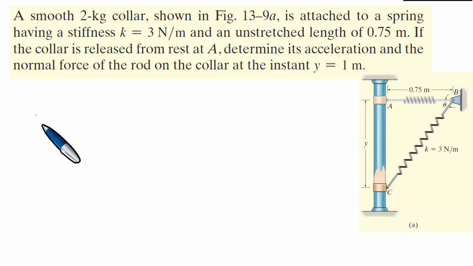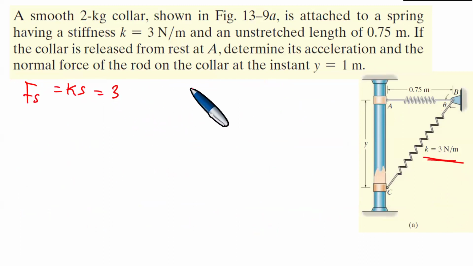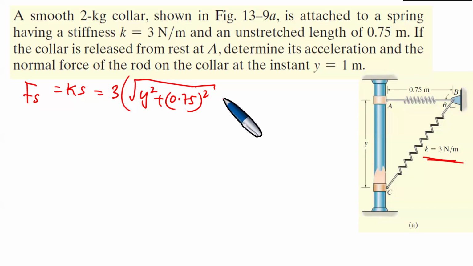Now we continue and say the spring force is ks. We know that k is 3 newtons per meter. We've already got that one. The s is the square root of y squared plus 0.75 squared, minus 0.75.